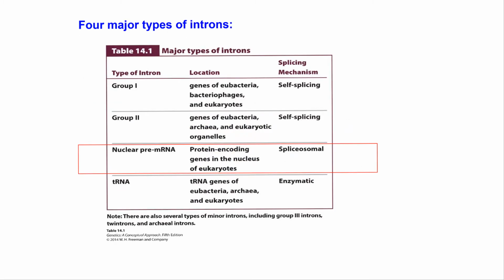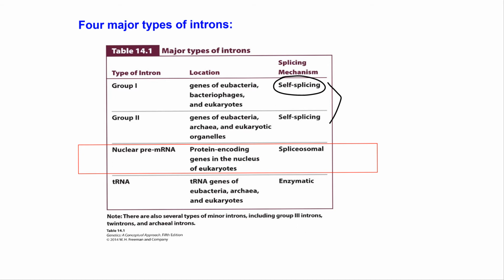There are four major types of introns, and they are outlined right here in this table. Group 1 and Group 2 are so-called ribozymes because they can self-splice. Group 1 introns which self-splice you can find in eubacteria, in bacteriophages, and some eukaryotic genes.